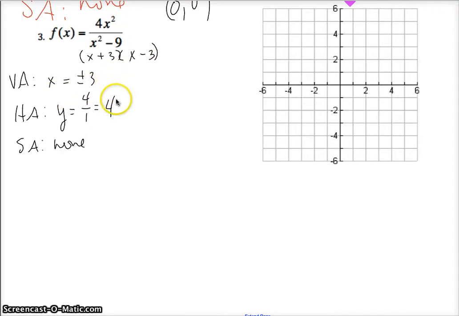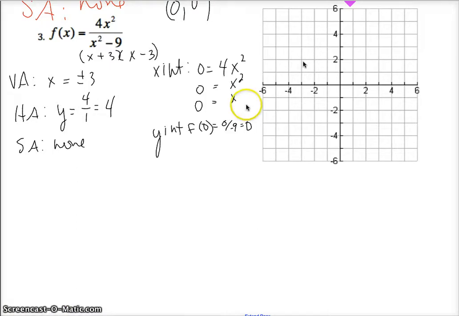The next thing I'd like for you to do is pause the screencast and find the x and y intercepts of this rational function. For your x-intercept, you should set the equation equal to 0. Then when you multiply both sides by x squared minus 9, you come up with 0 equals 4x squared. Divide both sides by 4, x squared equals 0. Take the square root, so x is equal to 0.